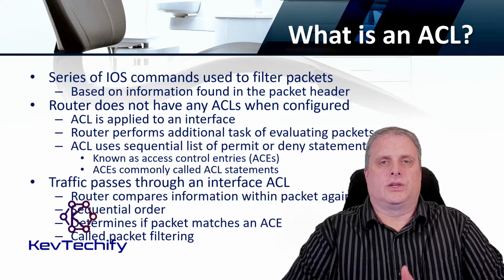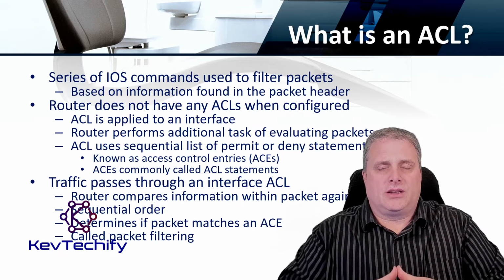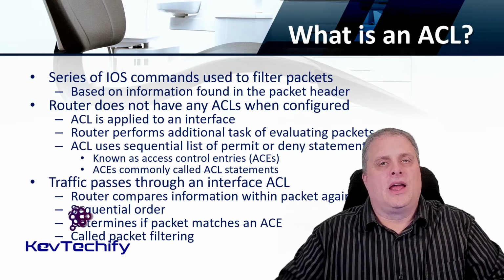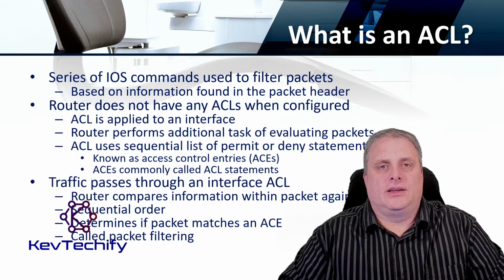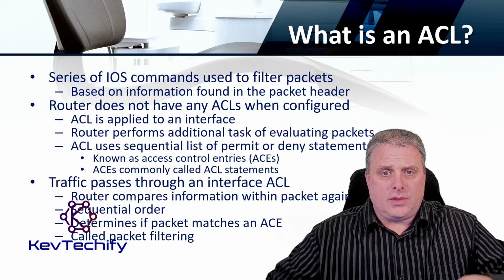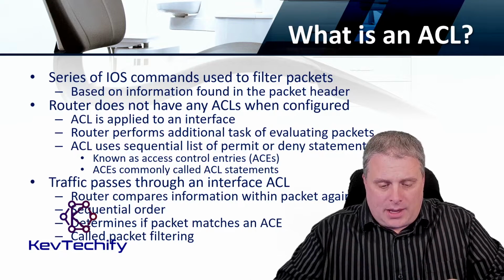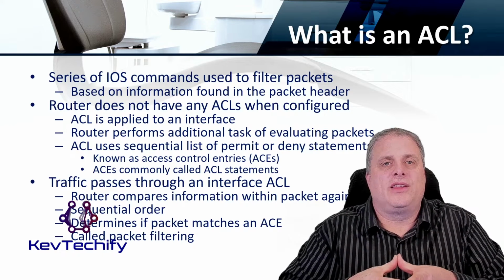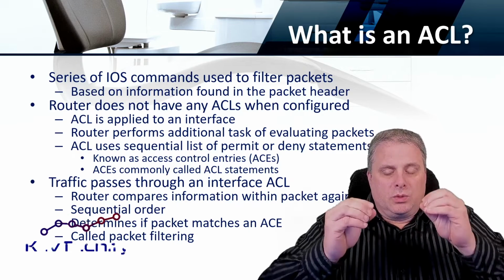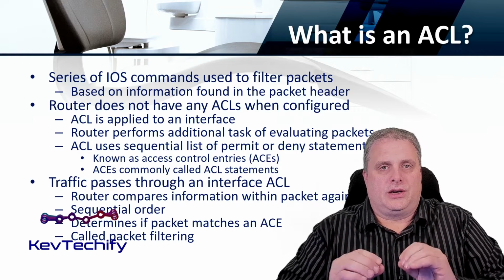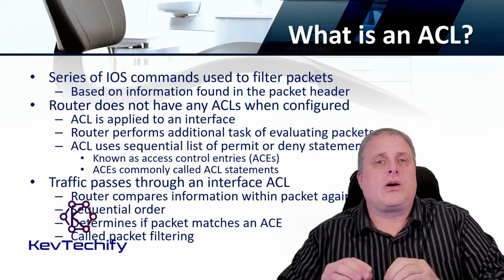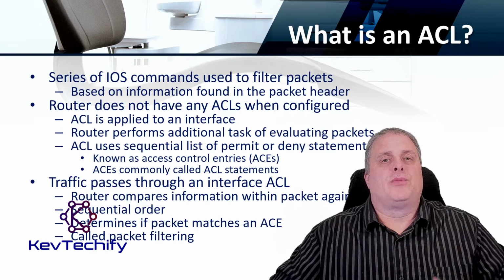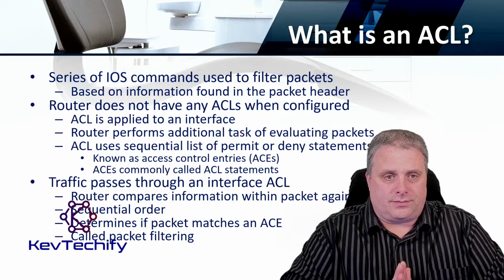An access control list, typically referred to as an ACL, is a series of commands that filter out packets as they go through a layer 3 router. It's looking at the header of that packet, getting the information out of the header, and then looking for entries in this access control list to either allow, permit, or stop it, deny that traffic from going through the router.